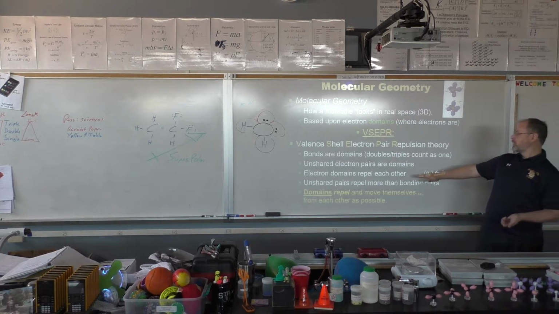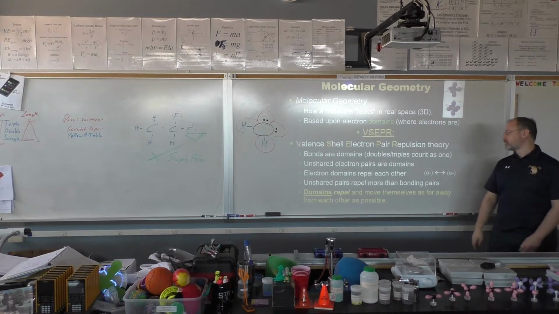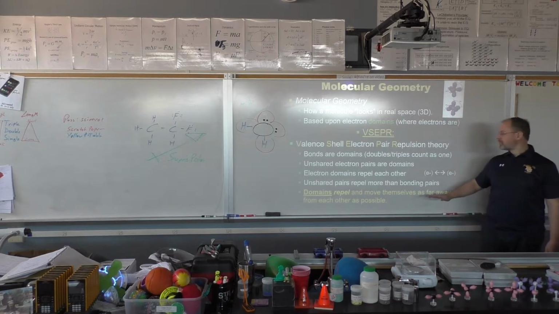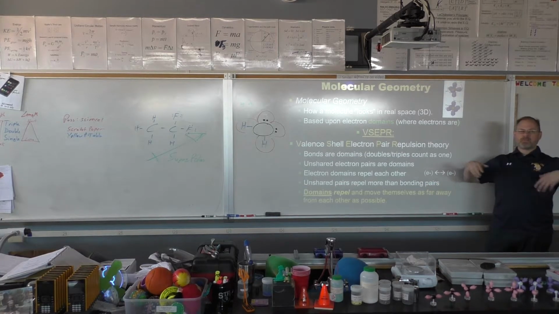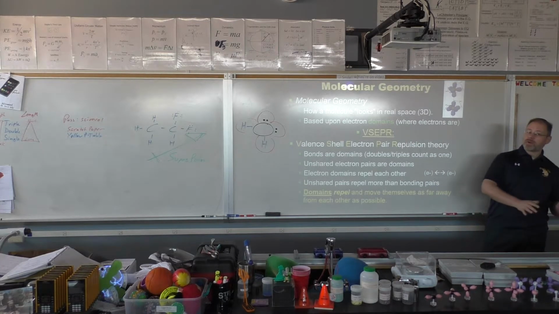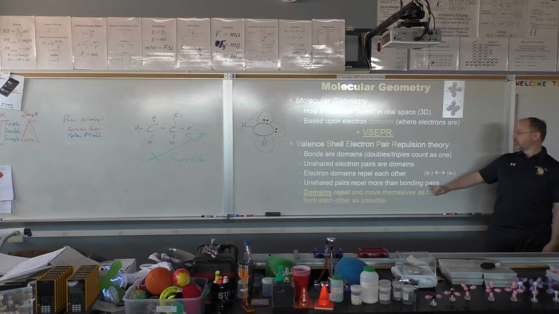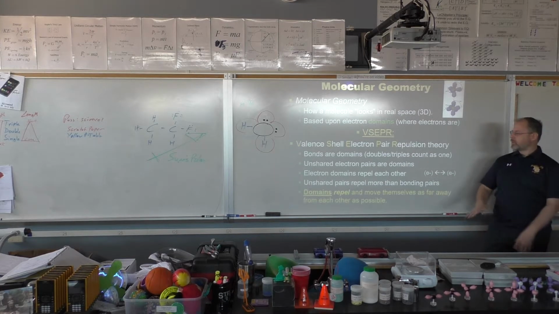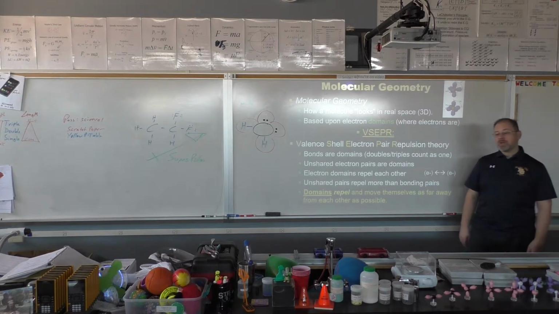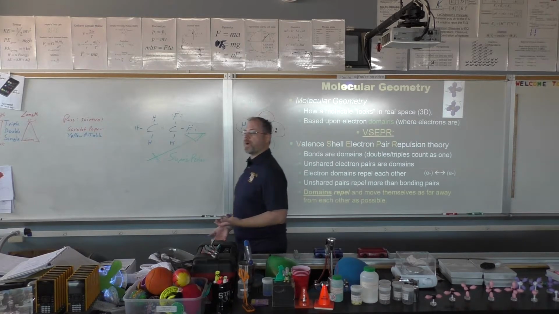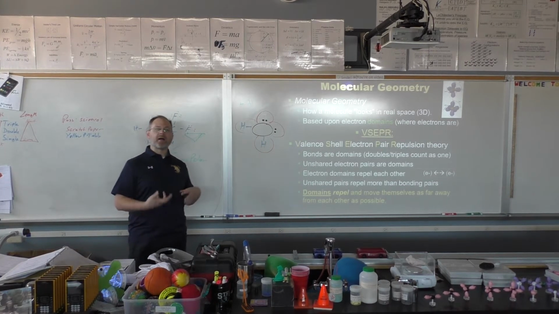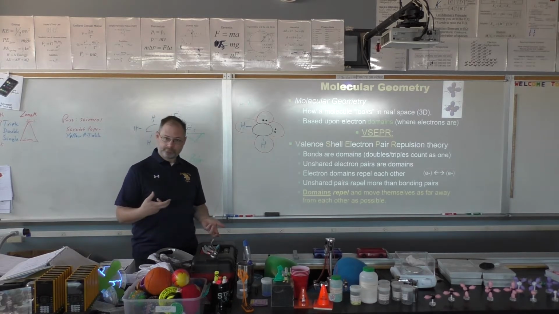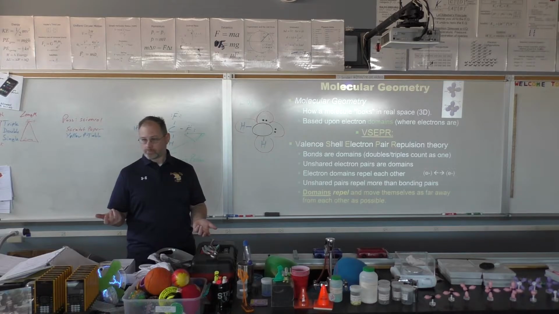Now this last point down here, where unshared pairs repel more than bonding pairs, this is not something we're going to deal with until, or if you take chemistry AP or more advanced chemistry later on. We're going to basically treat unshared pairs and bonding pairs the same way. Even though unshared pairs repel more than bonding pairs, we're just going to leave that out. So that's the idea. When you have bonds or unshared pairs, they are clouds of electrons, clouds of negativeness, and those clouds of negativeness repel each other in space. That's VSEPR. Make sense?